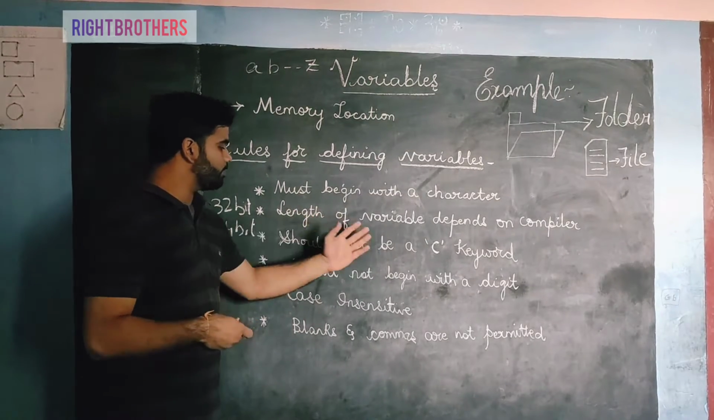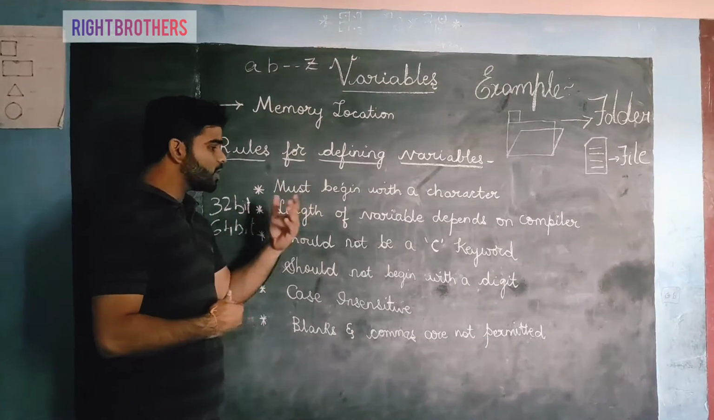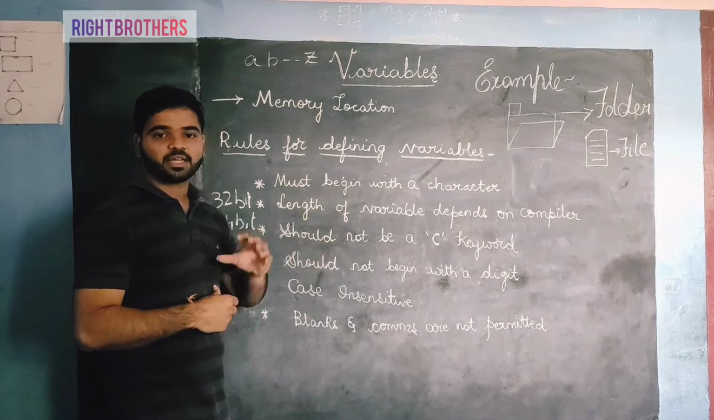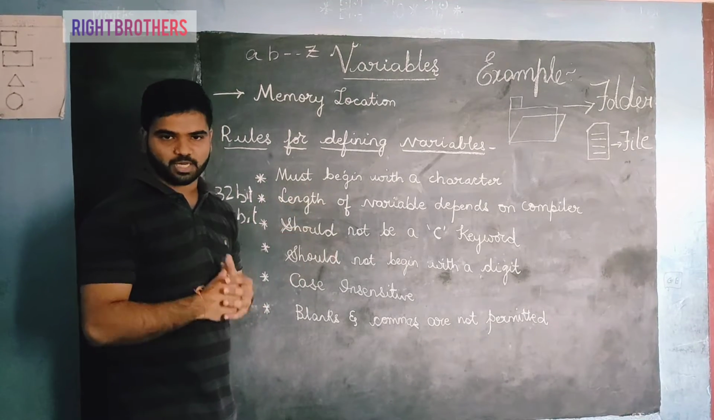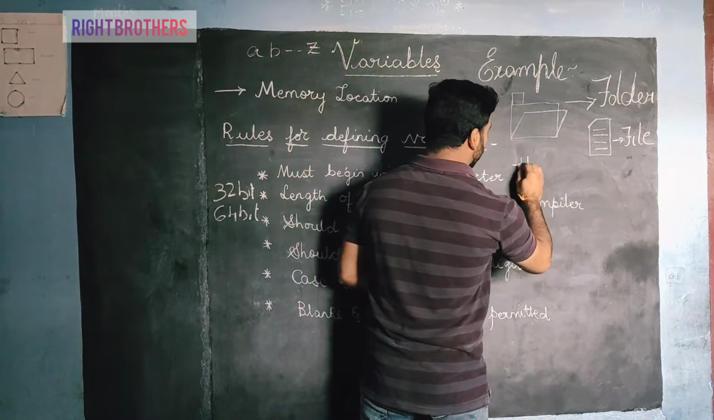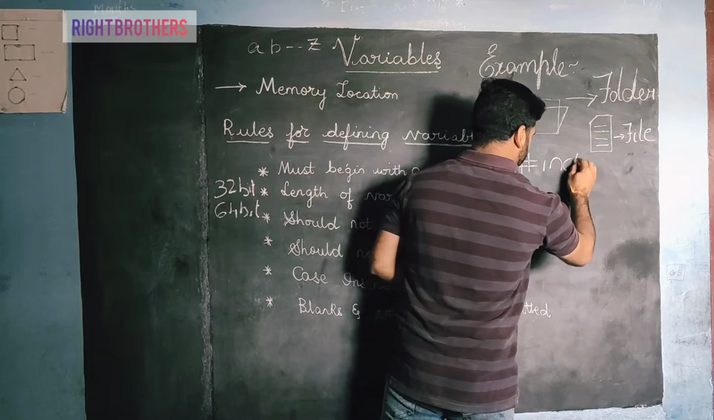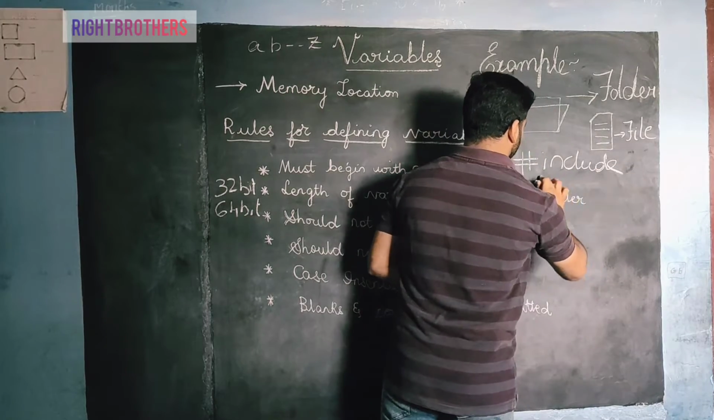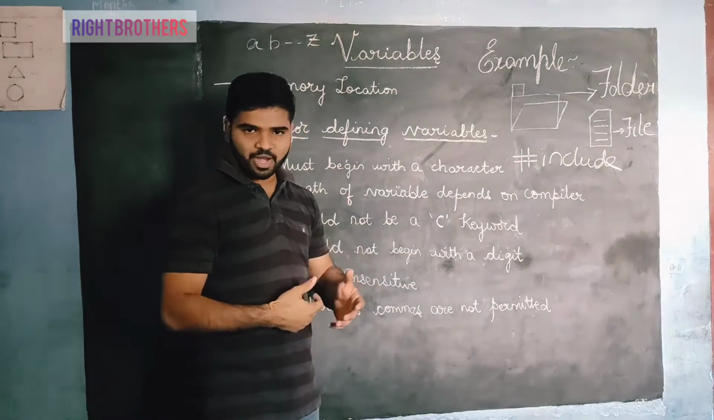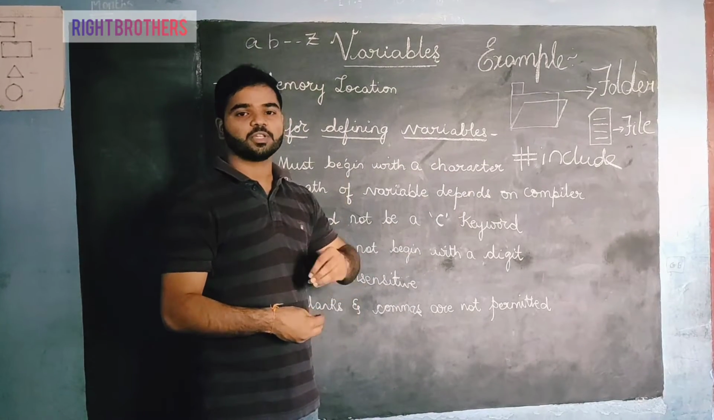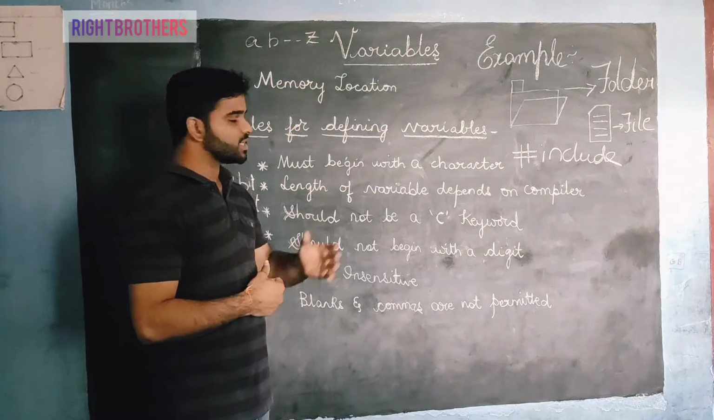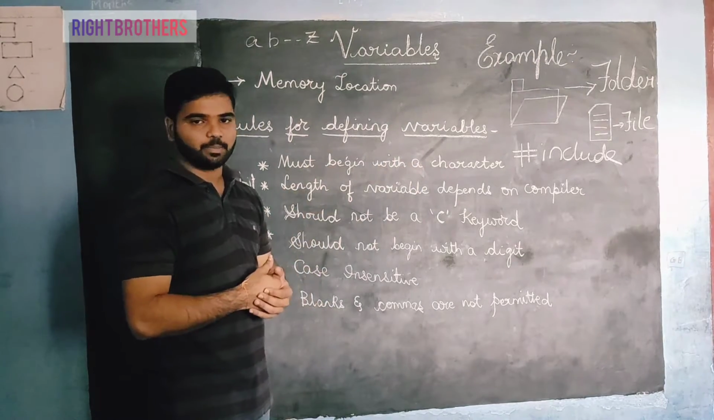Next, it should not be a C keyword. So, what is a keyword? A keyword is any specified word that conveys a meaning to the C compiler. For example, as we have discussed earlier, hash include. This tells the compiler to include some header files into the program for future purposes. Similarly, we should not use such words during the declaration of a variable.